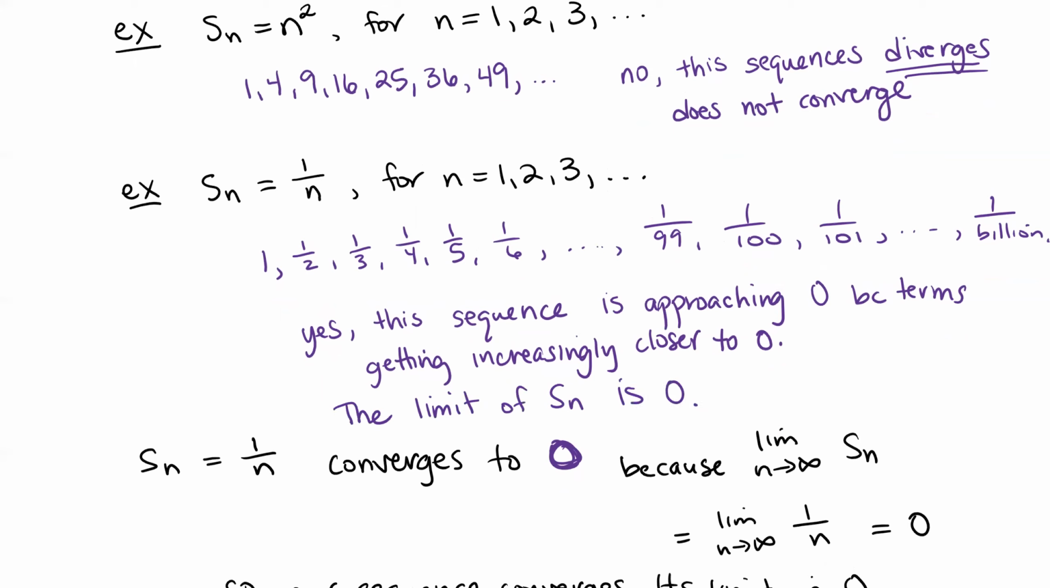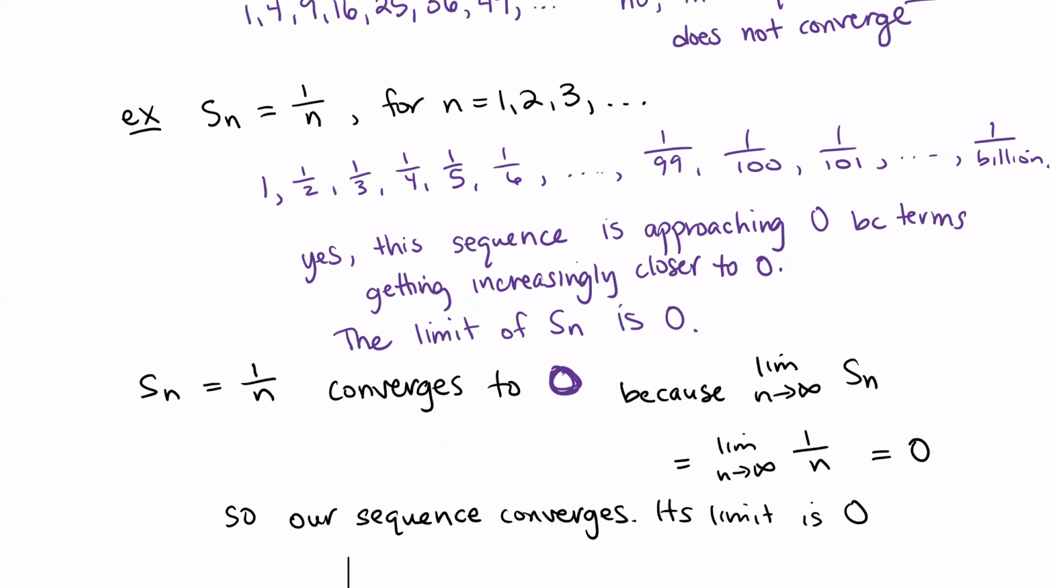So we would say that Sn converges to 0 because the limit as n goes to infinity of Sn is equal to 0. And if it helps, you can write in what Sn is. Sn is equal to 1 over n. So when we look at the limit as n goes to infinity of Sn, what we're really looking at is the limit as n goes to infinity of 1 over n. And we know that this is equal to 0 because as n gets increasingly larger, then 1 over n gets closer and closer to 0.